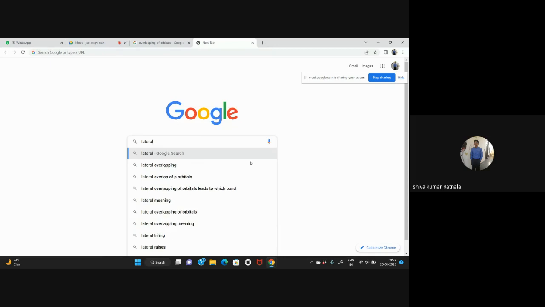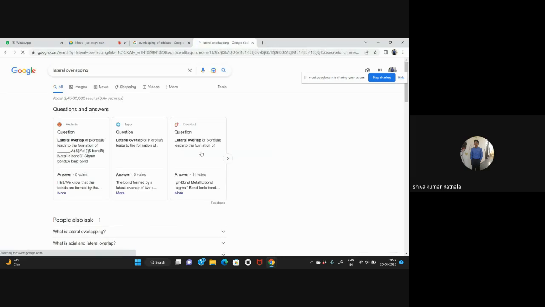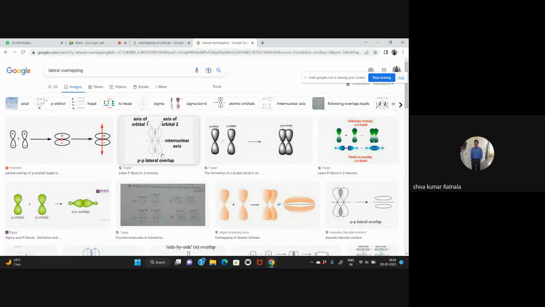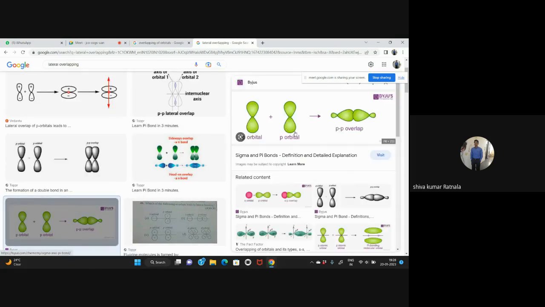Lateral overlapping, how will it form? Let's see that. Now see here. If you observe now here, see this one first. This is p orbital, no? This is end-to-end overlapping, we can say. End-to-end or head-to-head, you can take this.